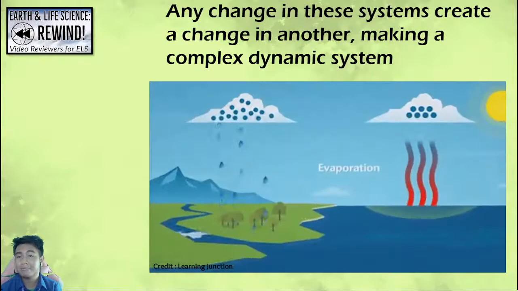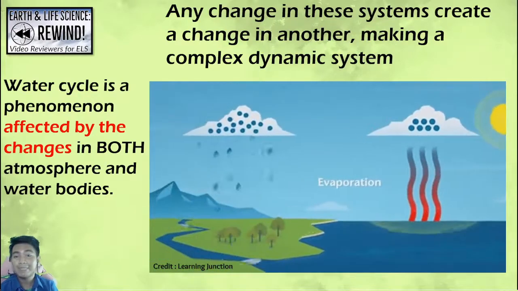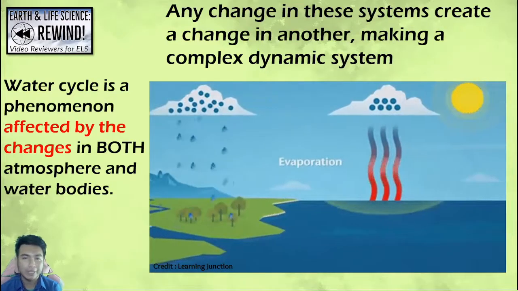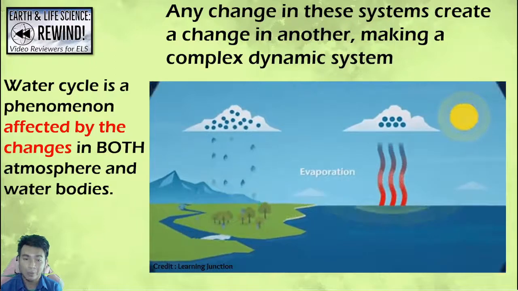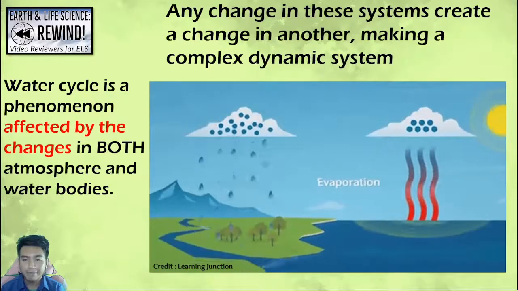The same can be said about the water cycle. The water cycle is a phenomenon affected by the changes in both the atmosphere and the water bodies. Believe it or not, biological aspects of this planet affect the water cycle as well. Again, everything in this planet is interconnected. Effects are not felt instantly.